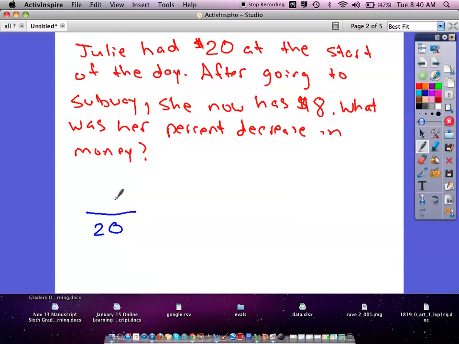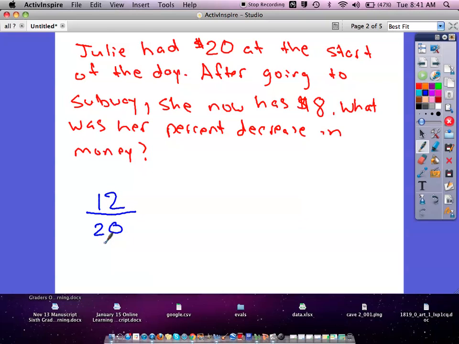Now my top number needs to be what was the decrease. Okay, let's think about this for a minute. How much money did she lose in this transaction with Subway? Okay, it's not $8 because that's how much she has. That's how much she has after she went to Subway. I need to know for this top number what was the amount that she decreased by. And if you think about it, 20 minus 8 is going to be 12. She lost $12 to Subway in this transaction here.